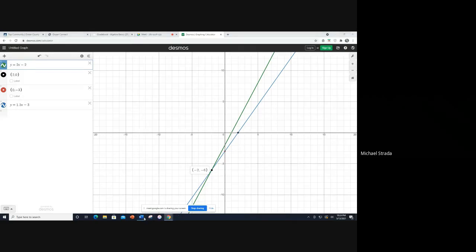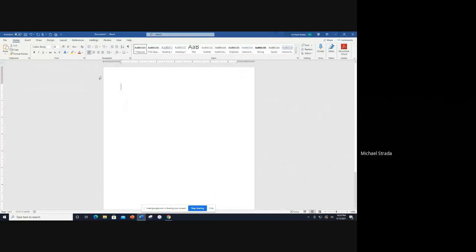So that leads us to our next method, which is either substitution or elimination. Basically, substitution looks like this. Let's say we got 2x plus 2y equals 38, and then y equals x plus 3.